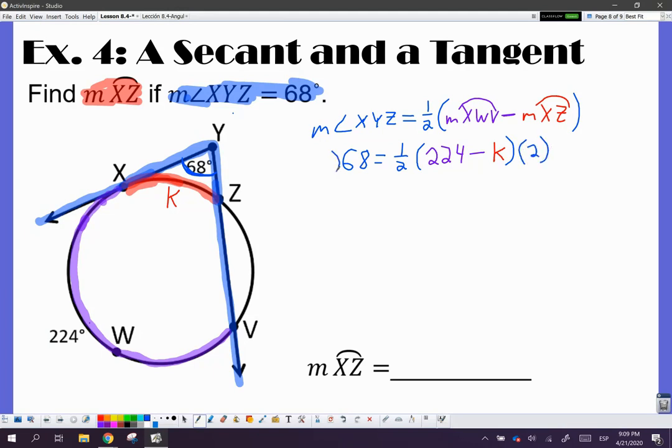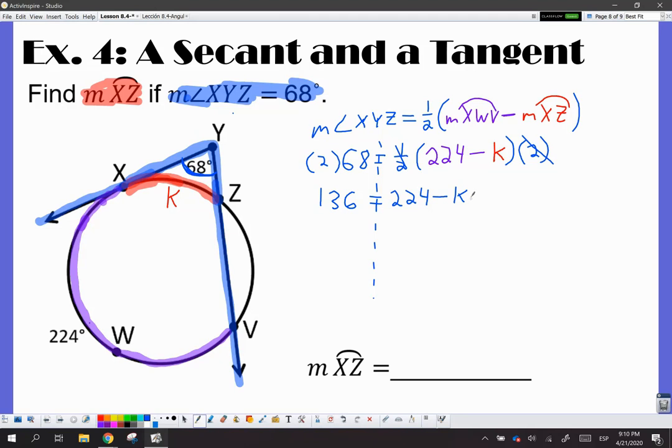But if I multiply by 2 on one side, I need to multiply by 2 on the other. Multiplying by 2 is going to cancel out my 1/2. On this side, I have 68 times 2, which is 136. Now on this side, I'm just left with 224 minus K. I don't need the parentheses anymore because I already got rid of the 1/2. I'm not multiplying this by anything anymore, so I get rid of my parentheses and I'm good to go.